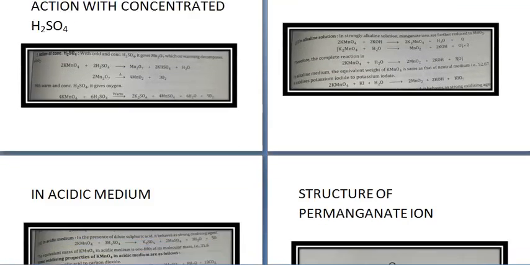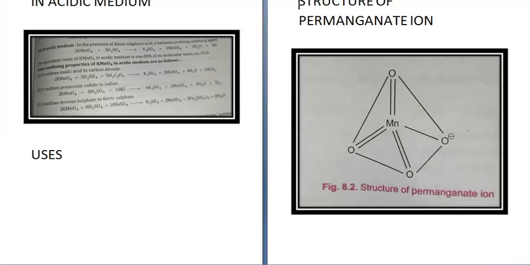Now next is acidic medium. In the presence of dilute sulfuric acid, it behaves as a strong oxidizing agent. The reaction is 2KMnO4 plus 3H2SO4 gives you K2SO4 plus 2MnSO4 plus 3H2O plus 5 nascent oxygen, and the equivalent mass of KMnO4 in acidic medium is 1/5 of its molecular mass, that is 31.6. This you have to remember.